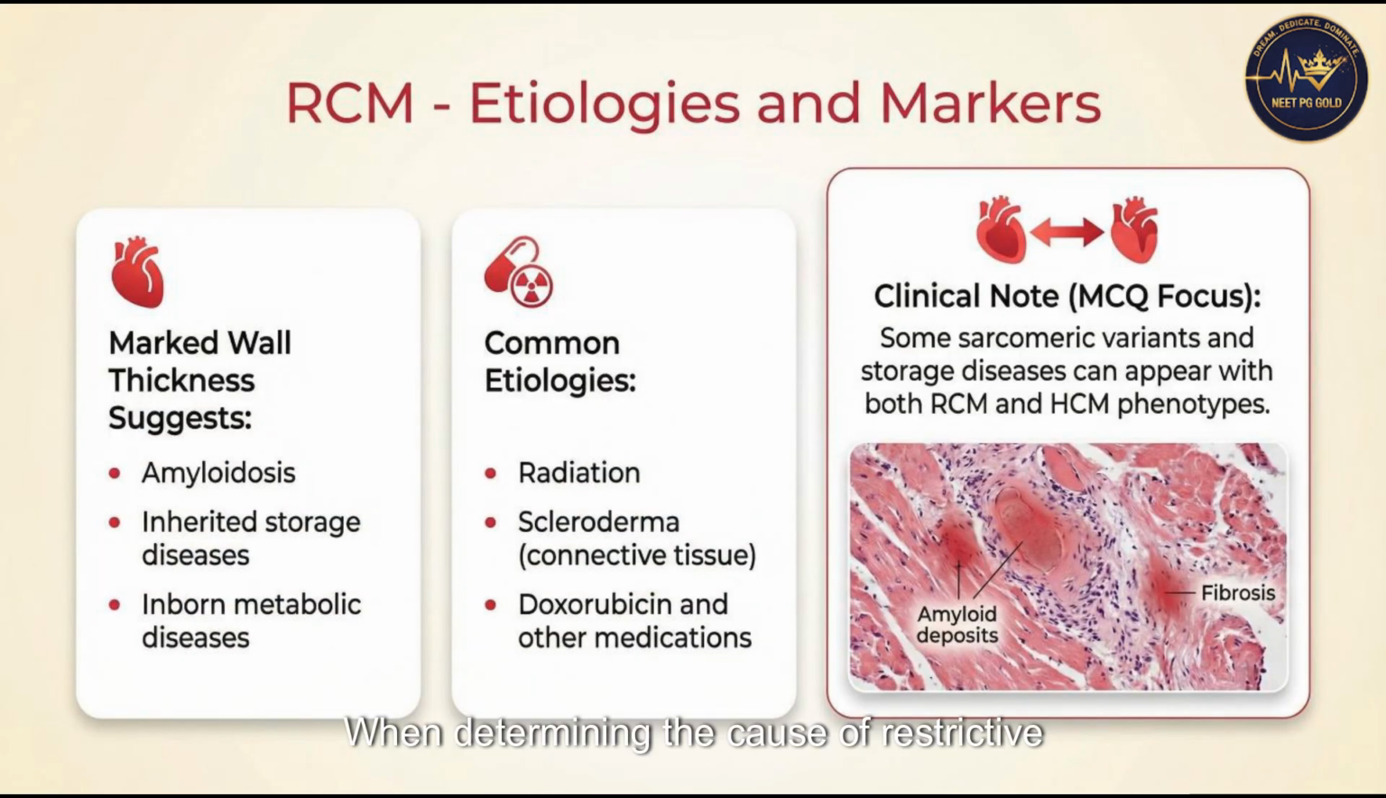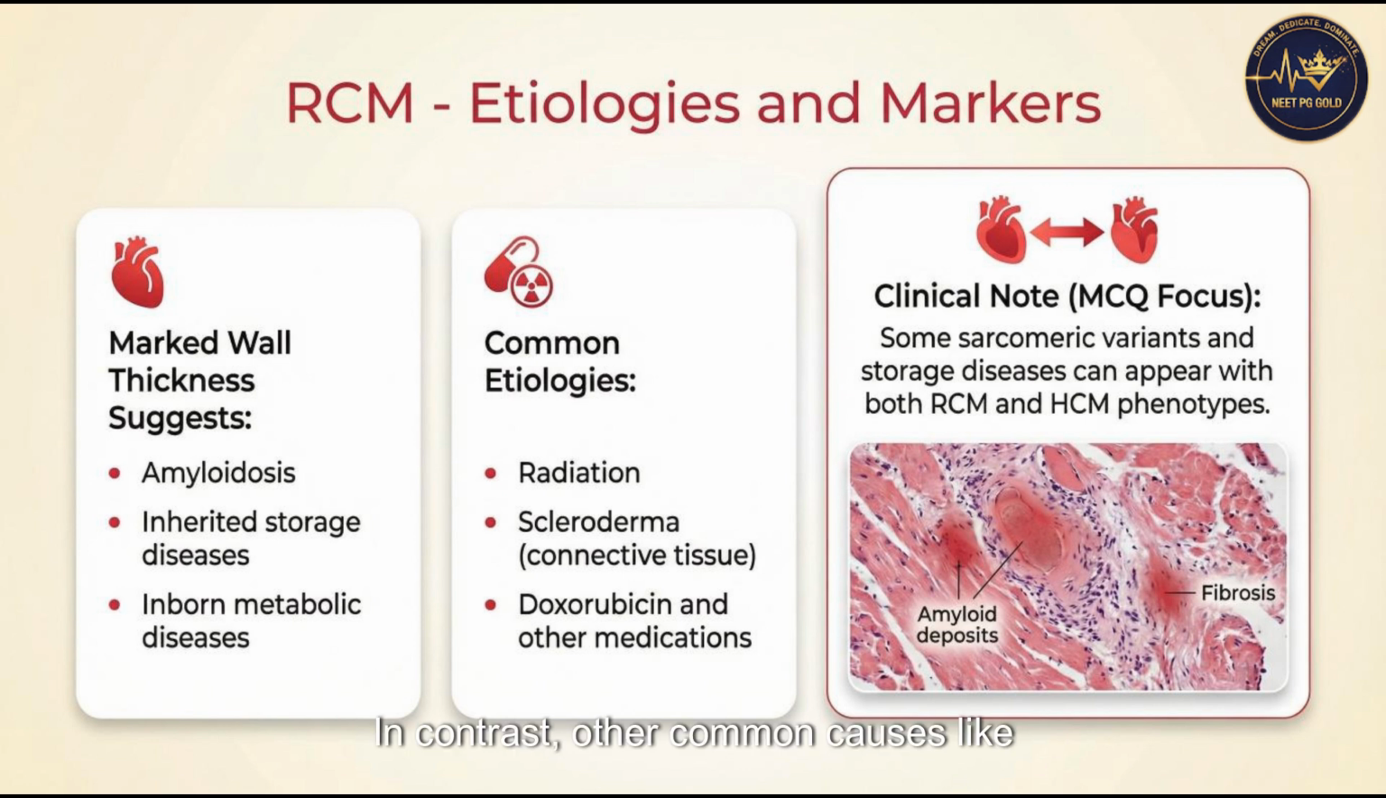When determining the cause of restrictive cardiomyopathy, the thickness of the ventricular wall is your most powerful differentiator. In a typical exam vignette, if you see a patient with restrictive physiology, meaning severe diastolic dysfunction and dilated atria, but the ventricular walls are markedly thickened, you must immediately suspect infiltrative diseases. The classic answer here is amyloidosis, or in younger patients, inherited storage diseases.